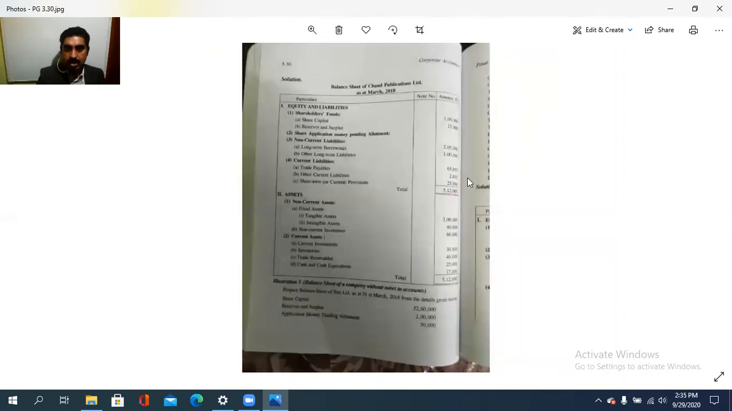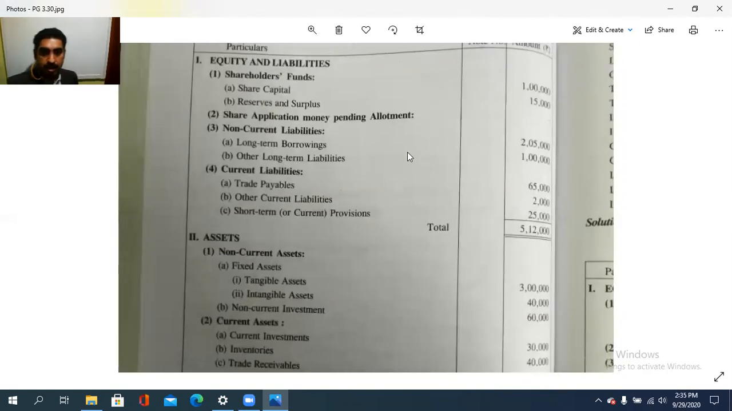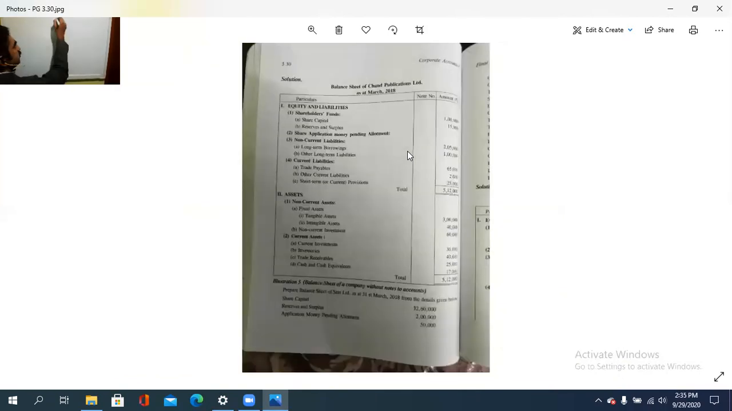So first of all, look, balance sheet. This is the statement, vertical form. Horizontal, we are preparing like liability this side and asset this side, isn't it? This is the vertical form, like a statement where equity and liabilities is the first item. There are marks for the items.